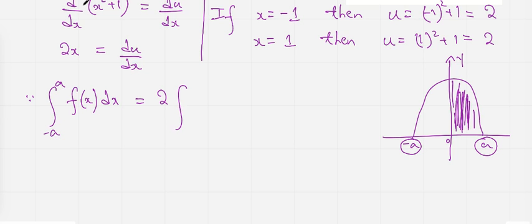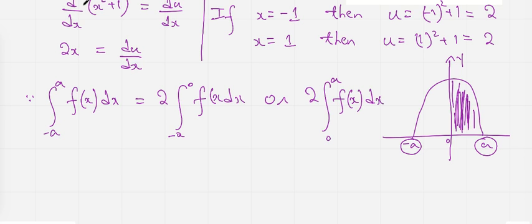an integral having limits equal to half of it. Either you can take the integral from -a to 0 of f of x dx, or you can take 2 times the integral going from 0 to a of f of x dx. You can pick any portion you want, take out the area, and then multiply it by 2, and you will get the area of the full region.